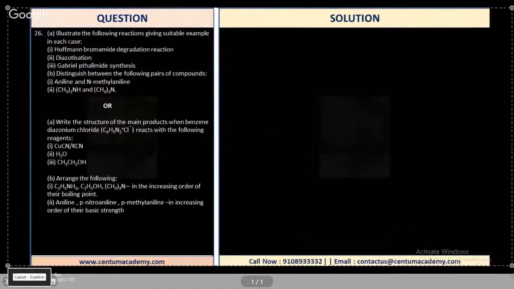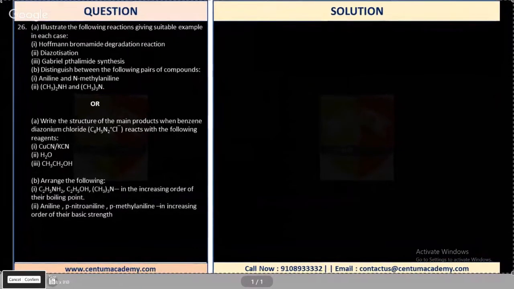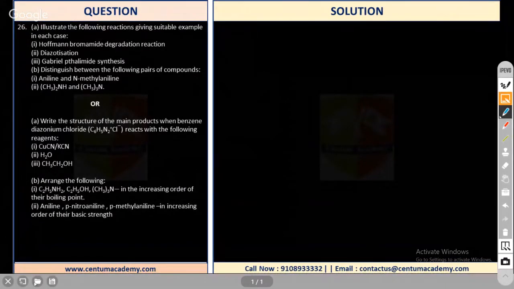See, like I said, for the 5 marks question, last three questions, they ask some reactions. Reaction based questions or some numericals they'll ask. You see, the question is what? The first one, 26. Illustrate the following reactions, giving suitable example in each case. Hoffman bromamide degradation reaction. First of all, you tell me the B part. How do we distinguish aniline and N-methyl aniline?